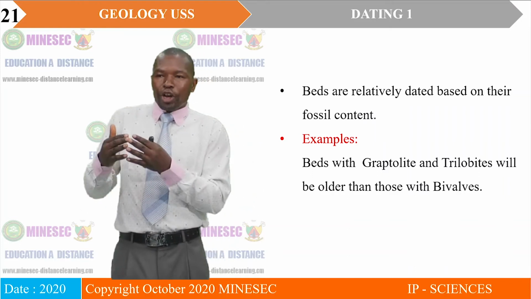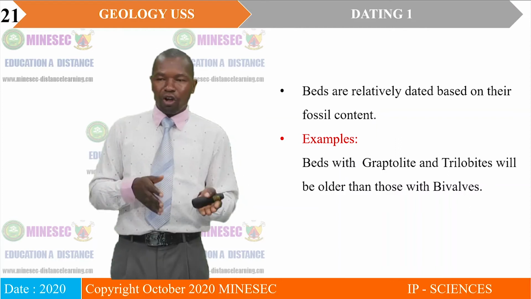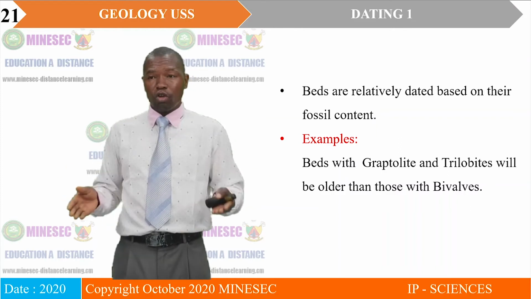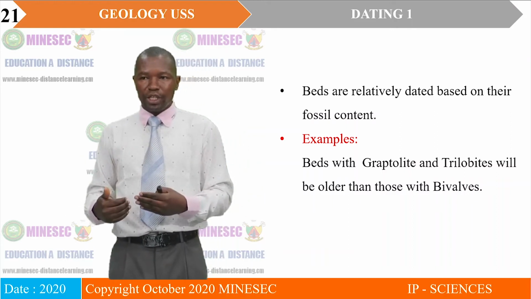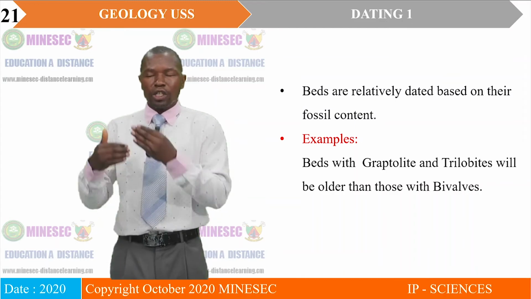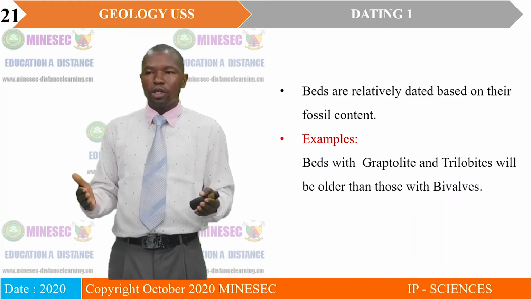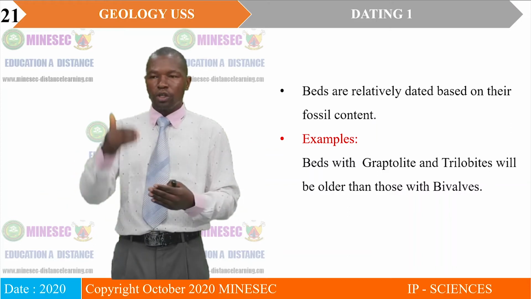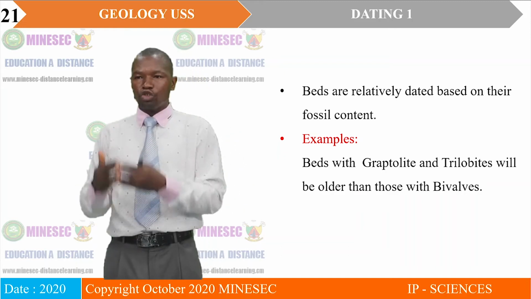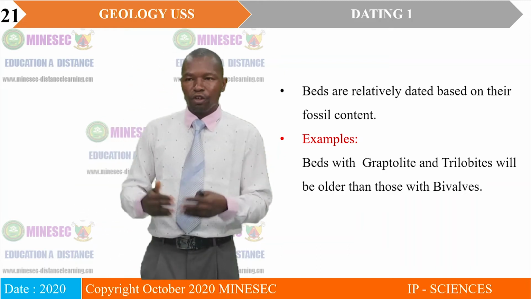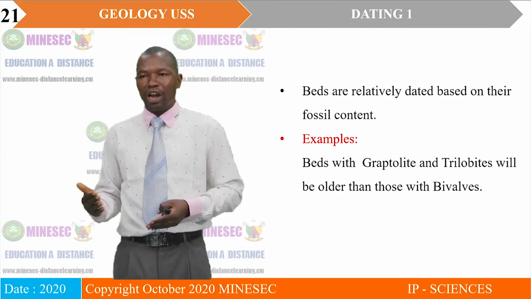So, you will realize that trilobites will automatically be older, and where you find them occurring in formations, the formations also should be older as compared to bivalves that are tertiary, based on characterizing them as zone fossils. They should automatically be younger. If you have a formation with an outcrop with graptolites, trilobites, and bivalves, relatively, we will be right in saying that trilobites are older than bivalves.